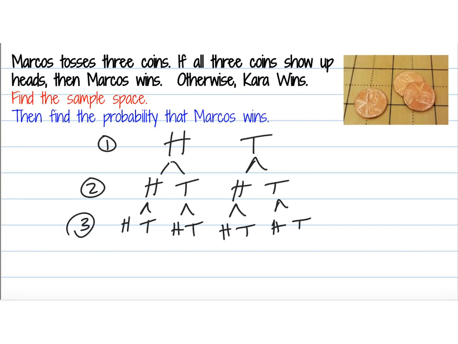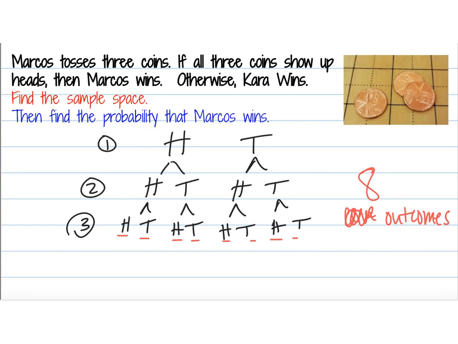To figure out total outcomes, we would then count the bottom. 1, 2, 3, 4, 5, 6, 7, 8. 8 possible outcomes. Now the question. Find the probability that Marcos wins.